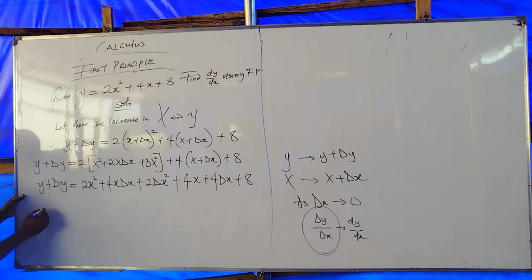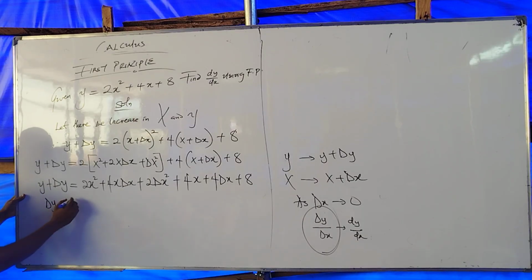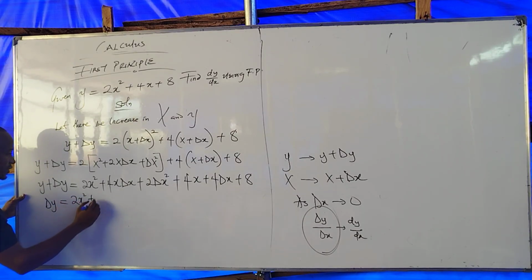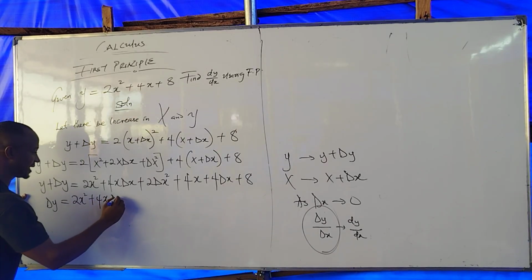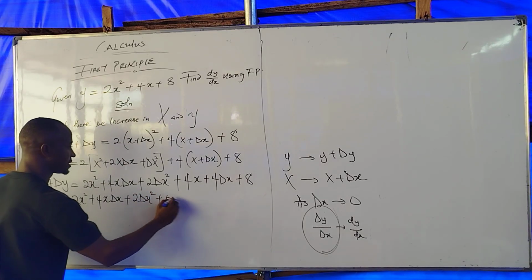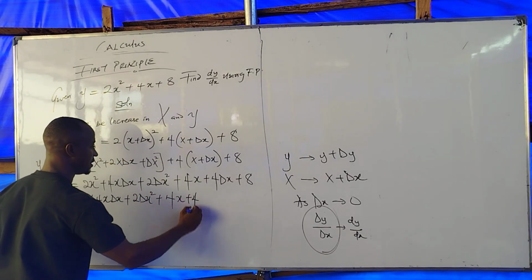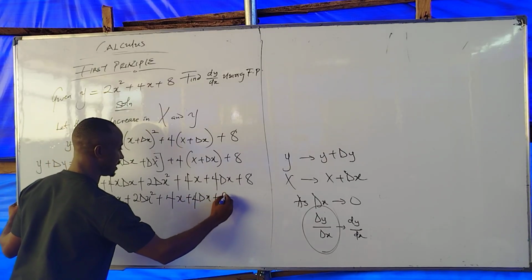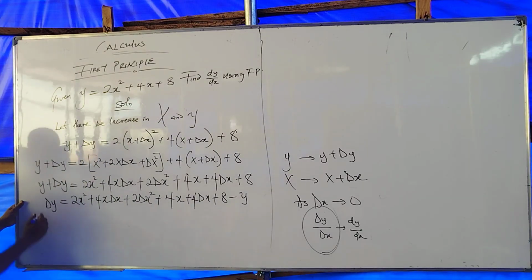So let's move this y to the other side. What will it be? Delta y is equal to what? Give me the value. 2x squared plus what? 4x delta x plus what? 2 delta x squared plus what? 4x plus what? 4 delta x plus what? 8 minus what? Y.